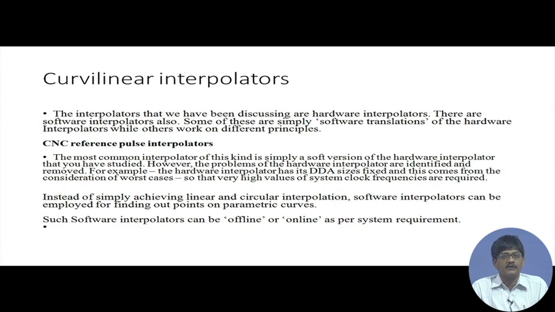Now, what does this mean? An interpolator which is working offline, it means that away from the machine, the actual point of machining, it is doing some calculations and finding out some points through which the cutter has to move, and these points are then finally dumped to the machine memory. So, when these points are dumped into the machine memory, the machine simply leads the cutter through these points, and whatever curve is being machined, that machining can be done very easily.